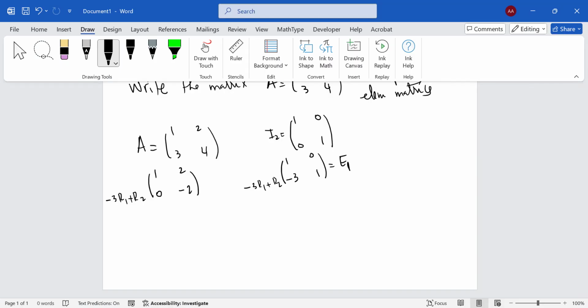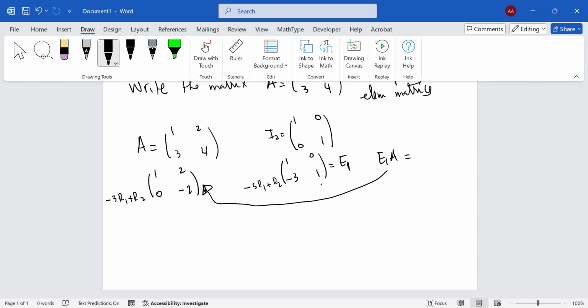What we said here is when you multiply E1 times A, what do we get? We get this one right here. You see, E1 times A is this matrix right here. All right, let's keep going.